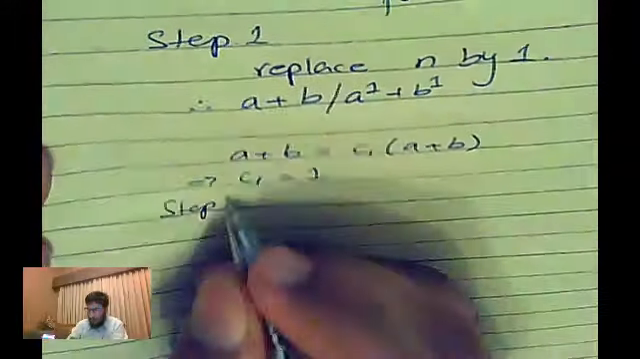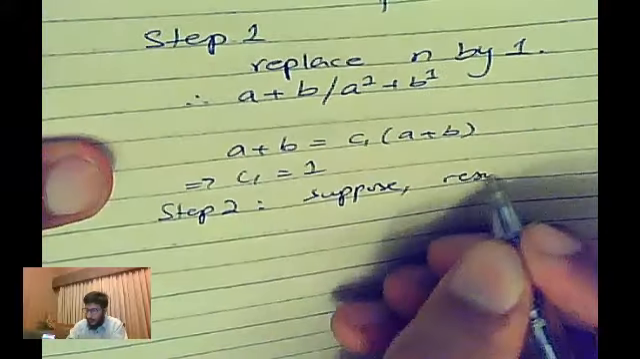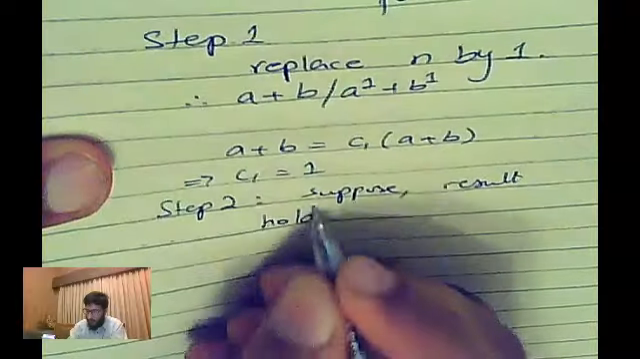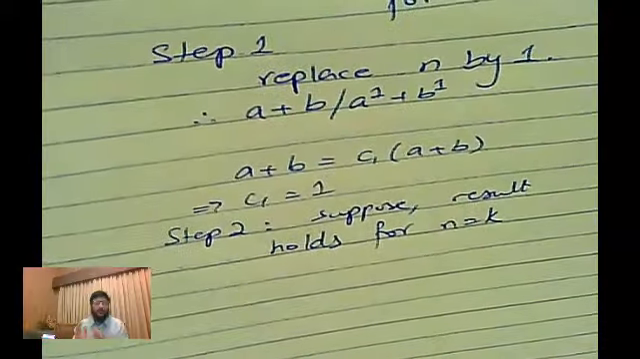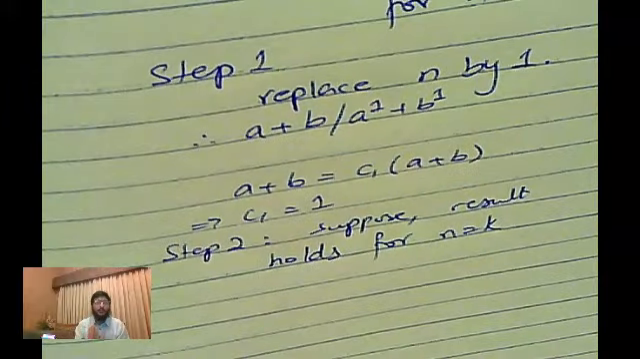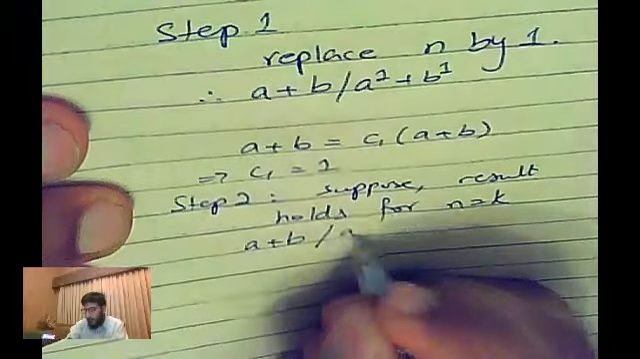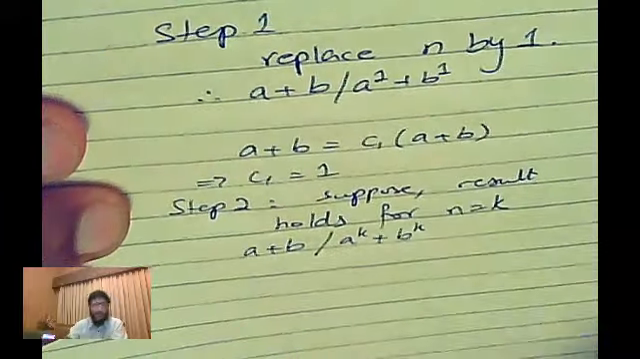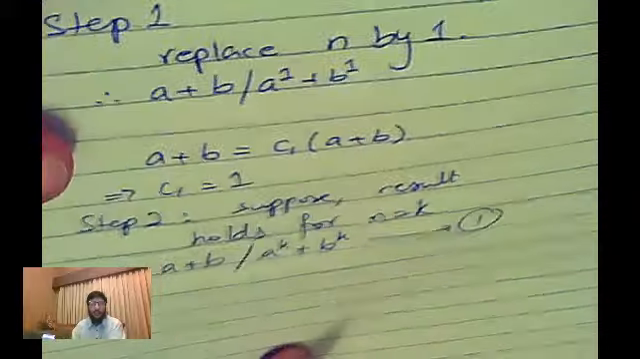Step 2, suppose the result holds for n equals k. Therefore, a plus b divides a power k plus b power k. We suppose that this is true, so we name this equation 1. Now we completed this step. Now on to the third step.